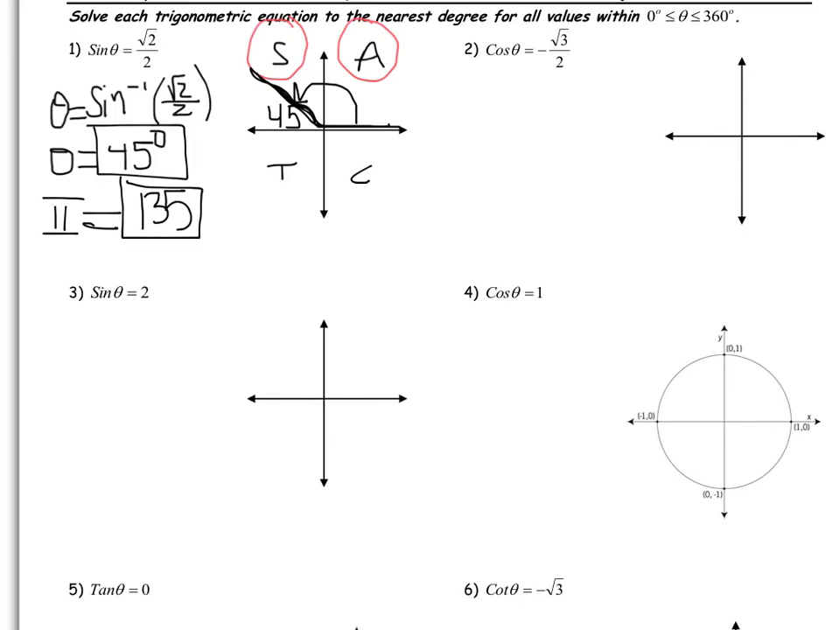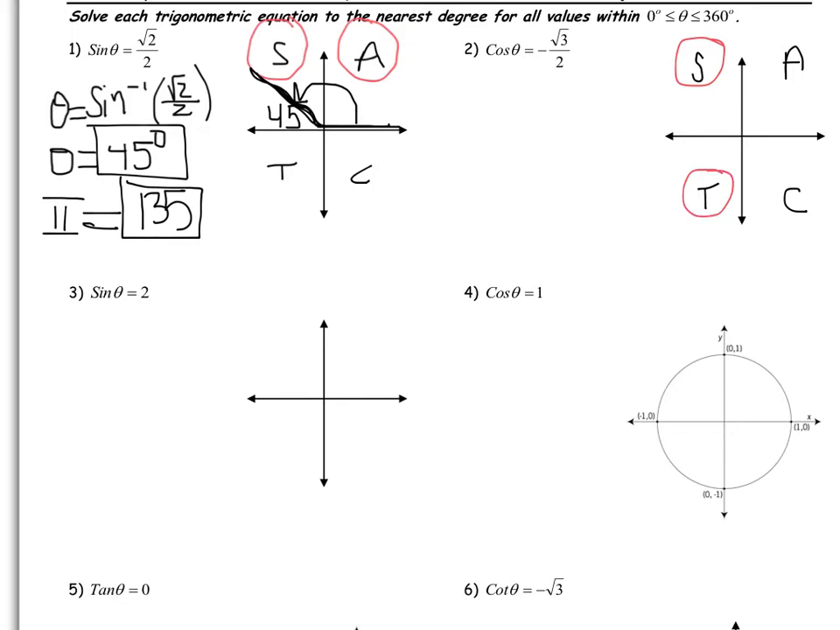Okay, let's try another example. Let's try example number 2. Cosine of theta is equal to negative rad 3 over 2. Let's actually just do the ASTC right now. Cosine's negative, isn't it? So what quadrant should I be in? I should be in quadrant 2, and I should be in quadrant 3.